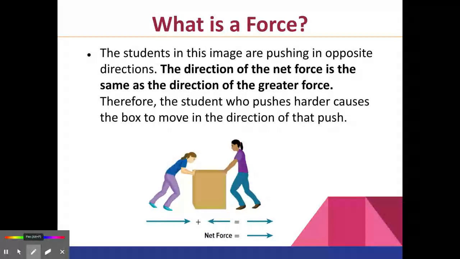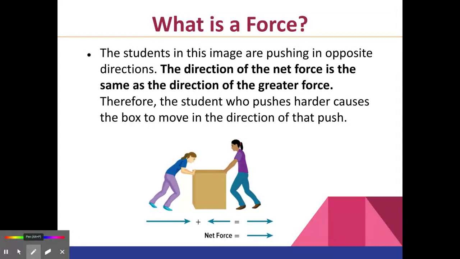But anyway, we're treating it very much the same as displacement. And we'll practice what that looks like in the future. Okay. So students in this image are pushing in opposite directions. The direction of the net force is the same direction as the greater force.